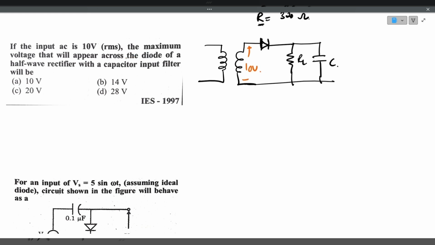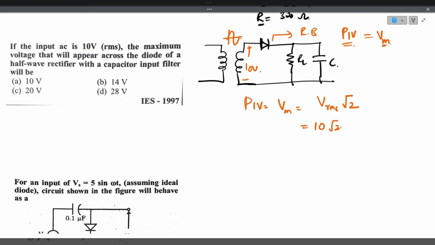The maximum voltage that will appear across the diode of the half wave rectifier, when the input voltage is a sinusoidal waveform and the diode is reverse biased, is nothing but PIV, peak inverse voltage. The peak inverse voltage for the diode is VM, the maximum input voltage. So PIV is equal to V maximum. What is V maximum? It is nothing but VRMS multiplied by root 2. So 10 volts multiplied by root 2 is 14.14 volts. The answer is option B.